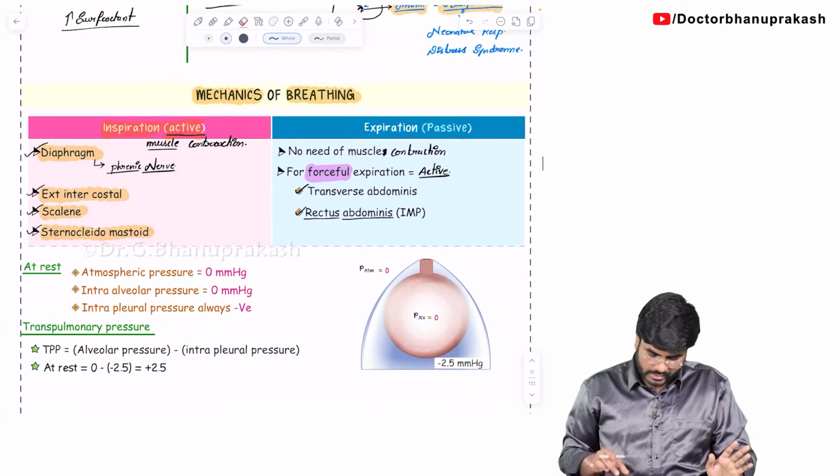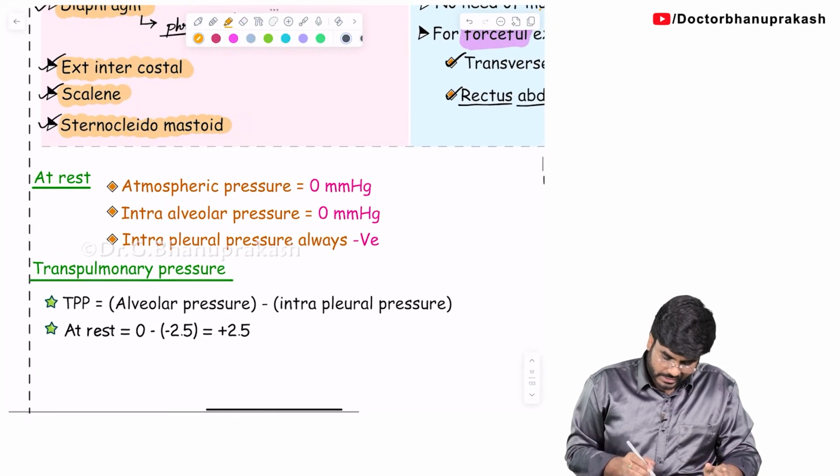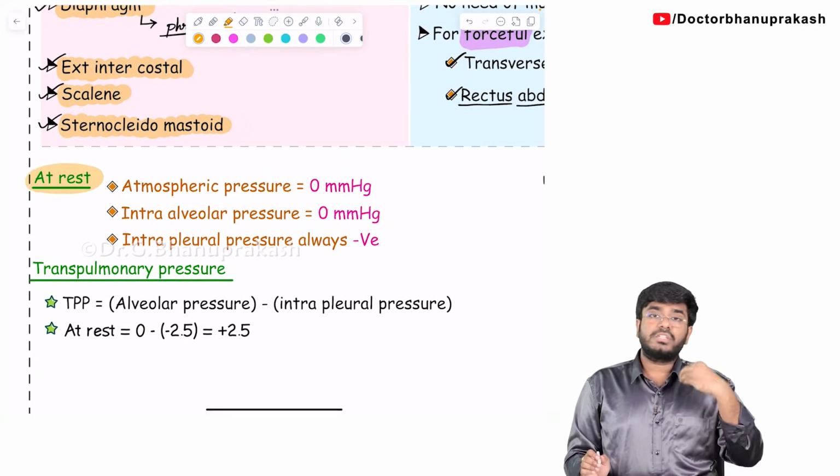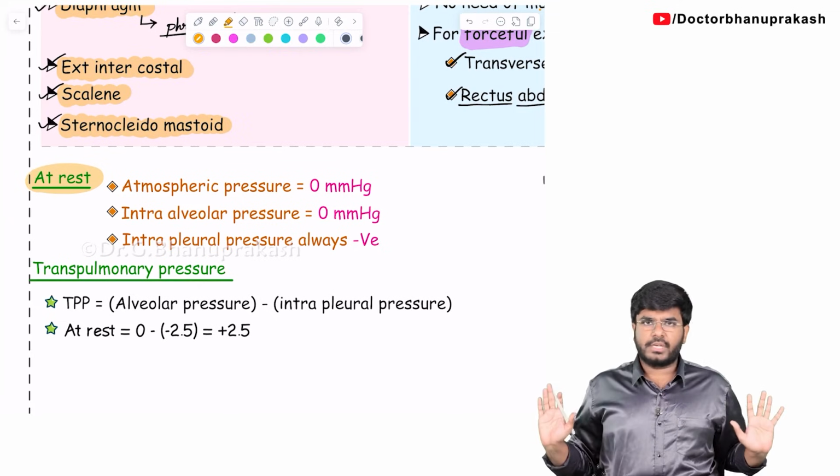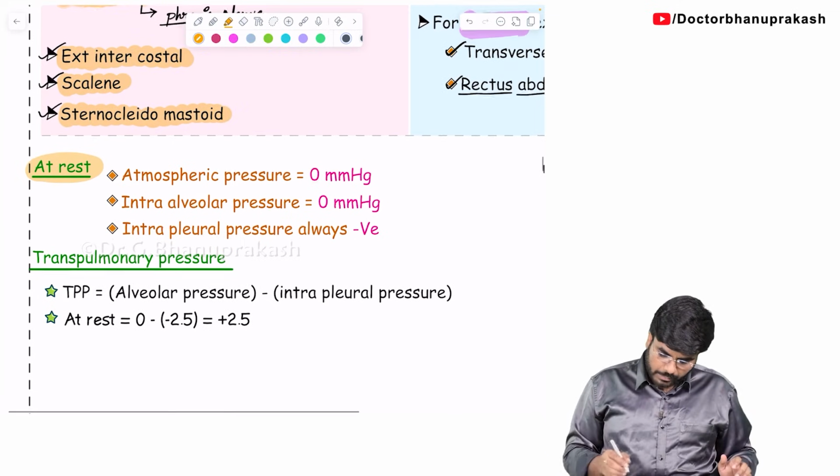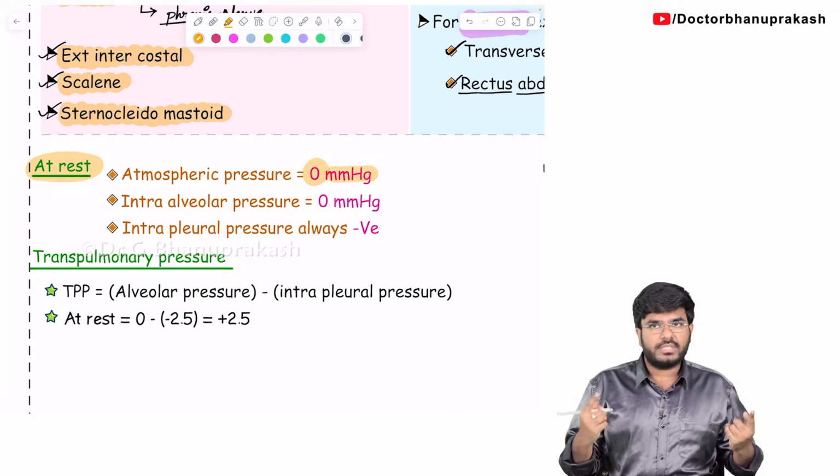Next, let's see all these important points one by one. Again in your book, let's write all these important points. During resting condition. Resting condition means what? You are not doing inspiration, you are not doing expiration. Means absolutely at rest, like this. What is the atmospheric pressure? Have I told you? Atmospheric pressure is going to be 0.